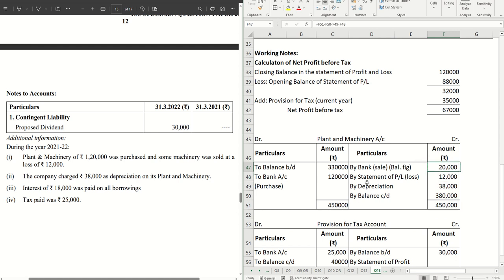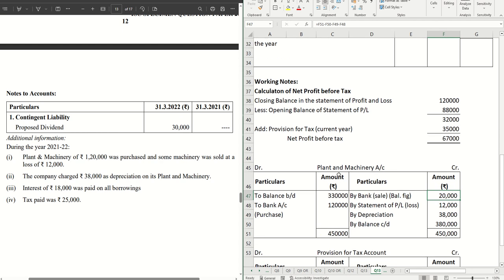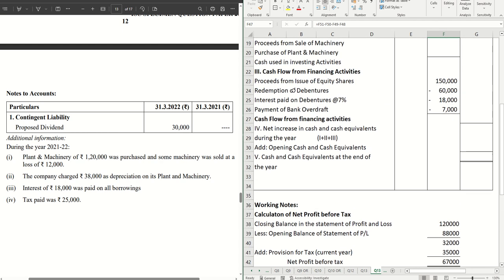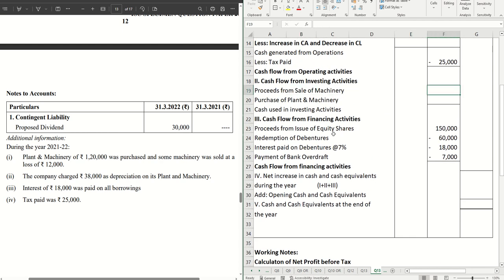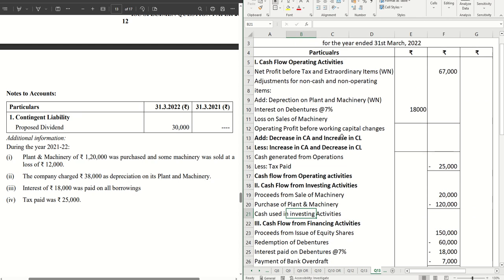Okay, so let us now put the relevant figures in their respective areas. To bank and by bank, they go into the investing activity. So let's put them here. Proceeds from sale of machinery is a positive 20,000 and purchase of plant and machinery is a negative 1,20,000. Then going to the operating activities, depreciation is added here 38,000 and loss on sale of 12,000 is added here. All right, so these items are put here.